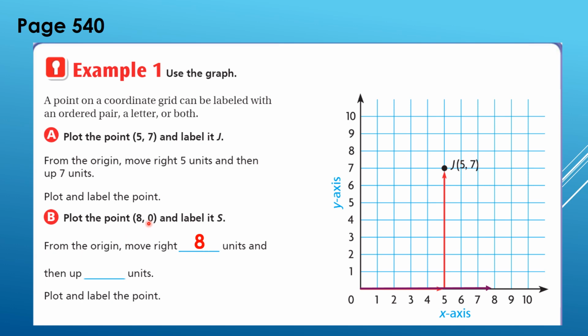Now what about the y-axis? Look at this number. It's 0. I'm stuck. I cannot move up. Can I move up? No, because it says 0. If it says 1, I'll go up 1 unit. If it says 2, I'll move up 2 units. If it says 9, I will move up 9 units. But it says 0. So I'm stuck here at that point. So what should I do? Yes, I'll move up 0 units. So I will place just a point here. And this point is right there, (8, 0). And this is letter S.